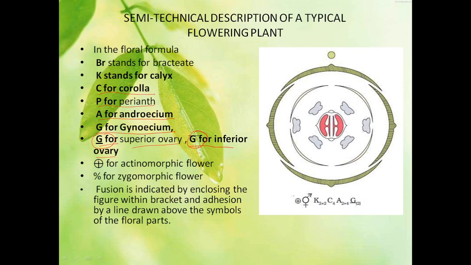Then there is the symbol of a circle. Inside the circle, a plus symbol is used for an actinomorphic flower. The percentage symbol is for a zygomorphic flower. Fusion is indicated by enclosing the figure within brackets, and adhesion by a line drawn above the symbol of the floral part. So this is the method of writing the floral formula of a flower, and the floral diagram is drawn on the basis of this. These are some terms which are very essential before studying any family.